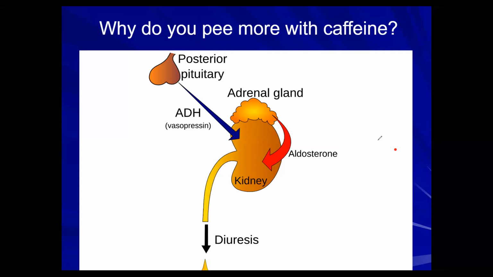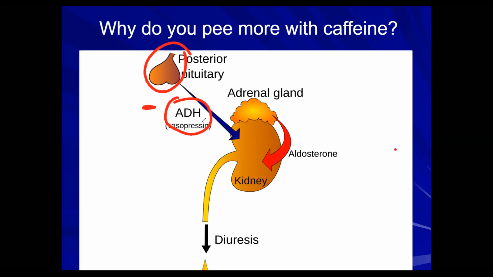The actual feedback mechanism is that the posterior pituitary gland, the thing that hangs down in the middle of your brain, is what is in charge of releasing ADH. Remember, ADH is anti-diuretic. So this is going to mean that you don't pee. Think of this as kind of like the negative effects, so less pee.